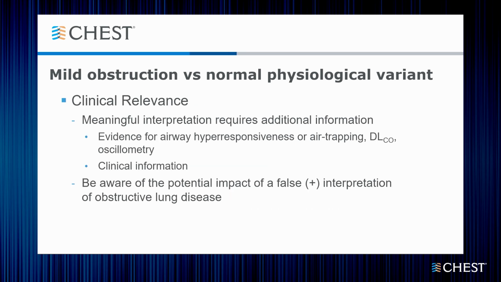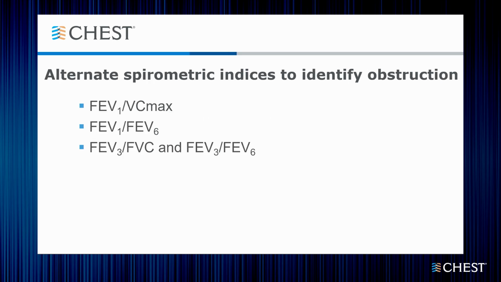So why is this important? Well, meaningful interpretation requires additional information: evidence for airway hyperresponsiveness, air trapping, low DLCO, oscillometry would be useful, clinical information. And be aware of the potential impact of a false positive interpretation of obstructive lung disease, especially in a person who was trying to start work in the fire department.